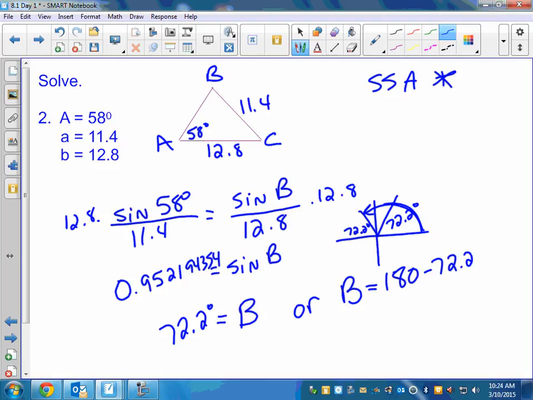And here's what's super great. Law of sines, it's always going to be sine, right? And they're always going to be positive angles, which means to find your second angle, you're always going to be taking 180 minus that. And I get 107.8 degrees.